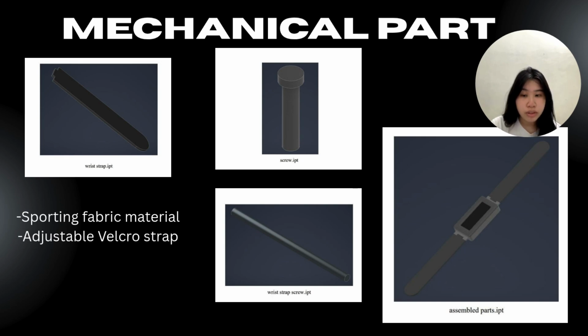Compared to the traditional rubber or plastic straps, the sporting fabric improves air circulation around the user's wrist, reducing heat buildup and perspiration. A Velcro fastening system is incorporated into the strap design to provide easy adjustment and secure attachment. The Velcro mechanism allows the user to adjust according to their wrist size without buckles or pins.